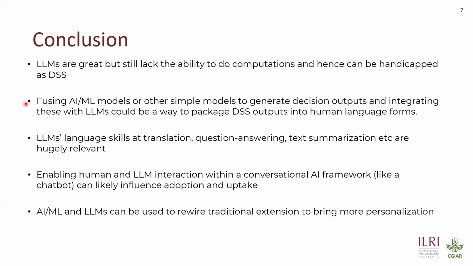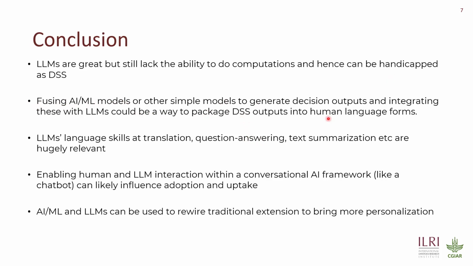But for us, the quick learnings are this. Large language models are great, but I think you all are aware, they still lack the ability to do computations, and hence can be handicapped in their use as decision support systems, right? So the big learning for us is this is where you need AI or ML models or other simple models. These could be heuristic models, or these could be simple crop calendar models even, right? Which have climate and weather triggers, which could then be used to generate decision outputs.